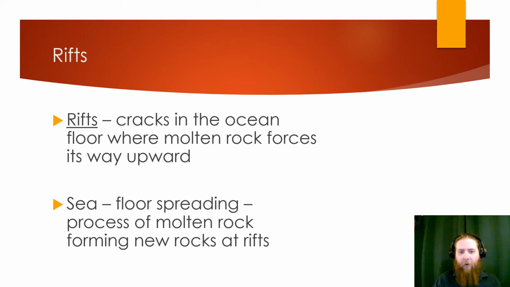A rift is a crack in the ocean floor where molten rock forces its way upward. These rifts, especially along the mid-ocean ridge, will move like this and create new sheets of rock on either side. And this is how we get seafloor spreading, the process of molten rock forming new rocks at these rifts. This is why a lot of the ocean floor is a lot newer than the continental material, because of this new process of new rocks being formed.